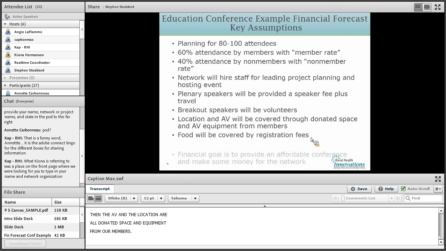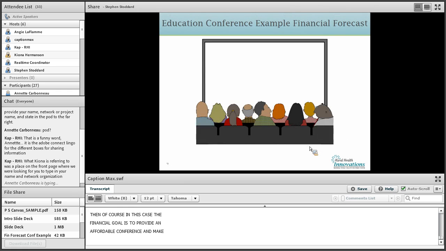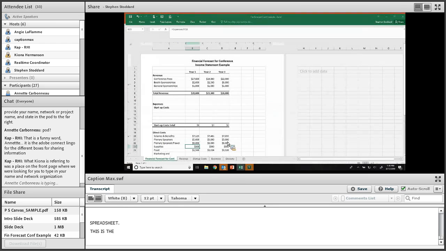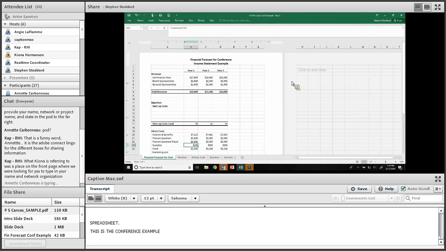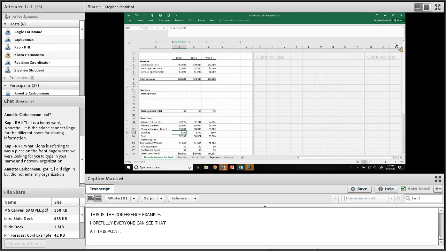The network is going to hire staff for leading the project and planning it. The speakers we talked about will have a fee plus travel expenses. And those are the plenary speakers, not the other ones. The breakout ones will be volunteers. And then the AV and the location are all donated space and equipment from our members. Food's going to be covered as a cost. And then, of course, in this case, the financial goal is to provide an affordable conference as well as make some money for the network.